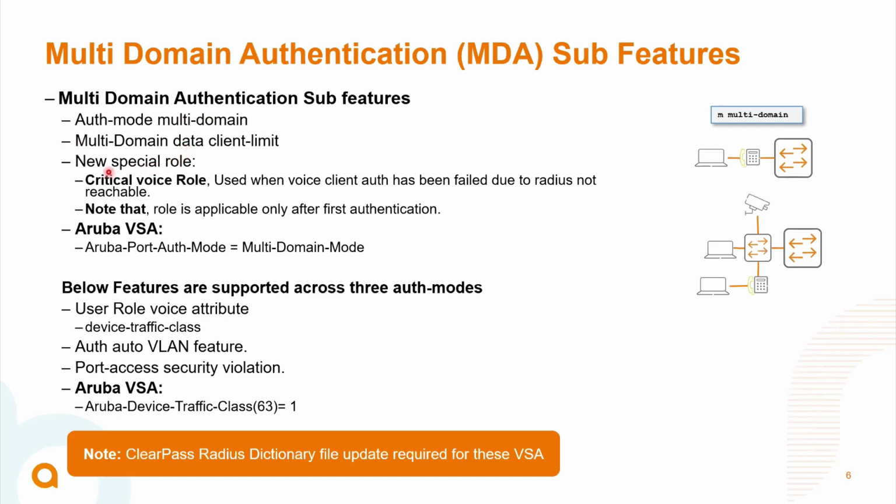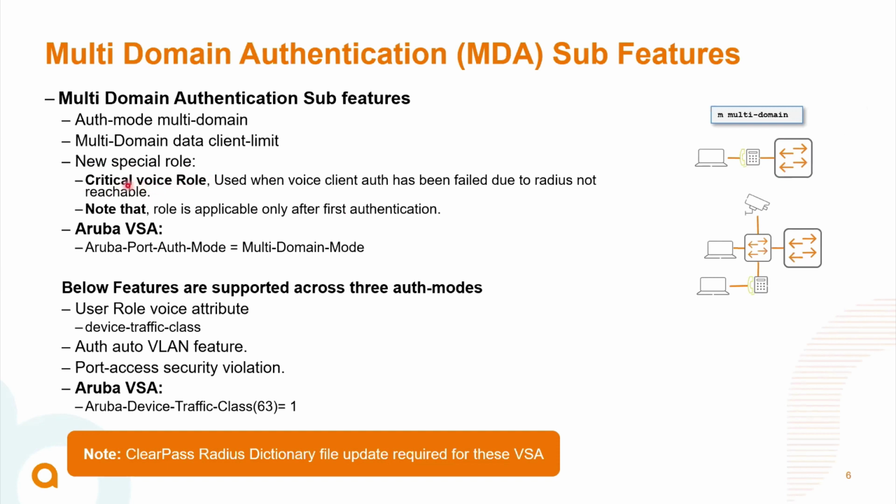A new special role is being introduced, known as the critical voice role. As you know, we already had a critical role. What is the critical role? In case the switch loses connectivity to the RADIUS server or the ClearPass, after it becomes unreachable, the connected clients fall to a special role called the critical role.